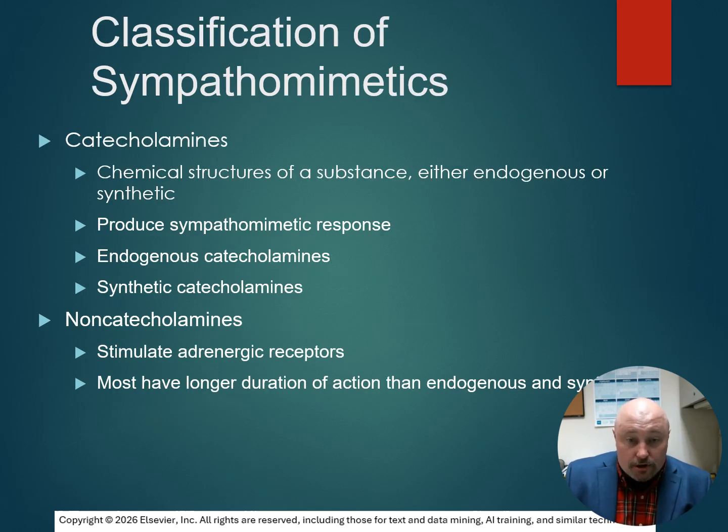Catecholamines are chemical structures of a substance, either endogenous or synthetic, and they produce sympathomimetic responses. There are endogenous catecholamines and synthetic catecholamines. There can also be non-catecholamines that stimulate those adrenergic receptors. These tend to have a longer duration of action than endogenous.